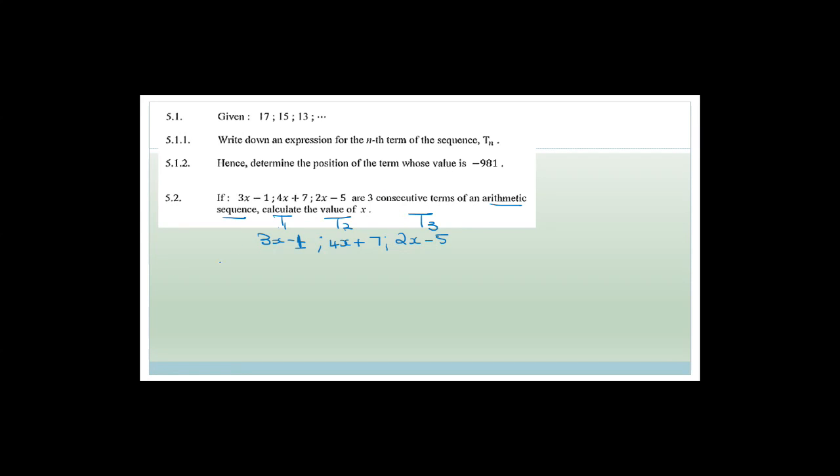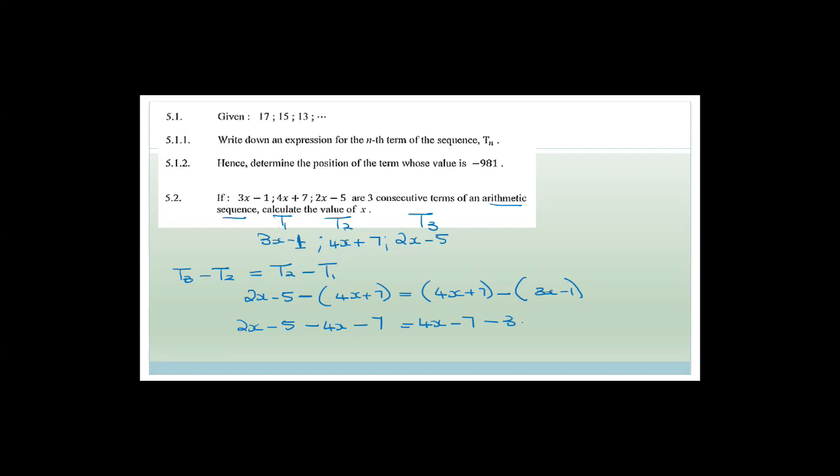Okay? Do you agree that to find the value of x, we know that term 3 minus term 2 has to equal term 2 minus term 1. So we can use that to find x. We can go, well, this is 2x minus 5 minus bracket 4x plus 7 is equal to 4x plus 7 minus bracket 3x minus 1. So now, do you agree we've got 2x minus 5 minus 4x minus 7 is equal to 4x minus 7 minus 3x plus 1.